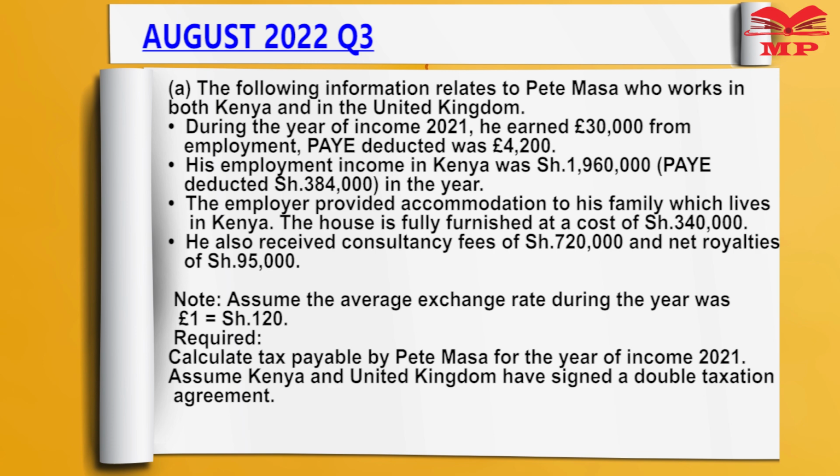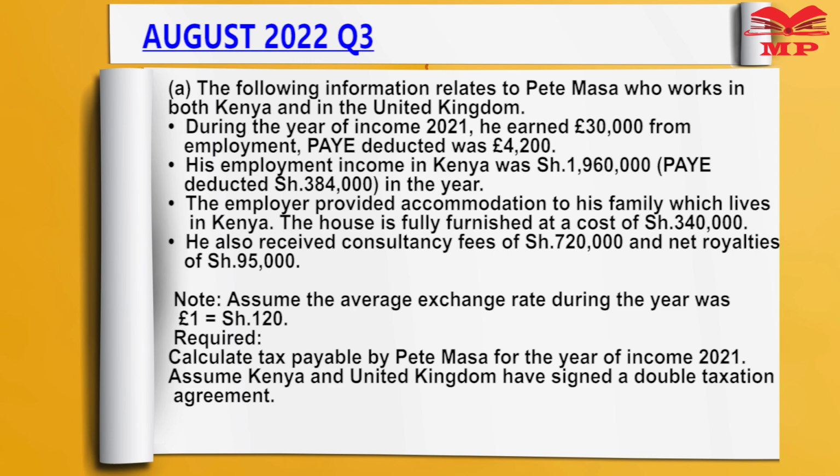Now, this is a question touching on what we call double taxation treaty and double taxation relief. The topic is taxation of cross-border activities. There are several subtopics there. We have the subtopic of tax havens, the subtopic of most favored nations concept, transfer pricing, and all that. So this is particularly touching on double taxation treaty and double taxation relief.